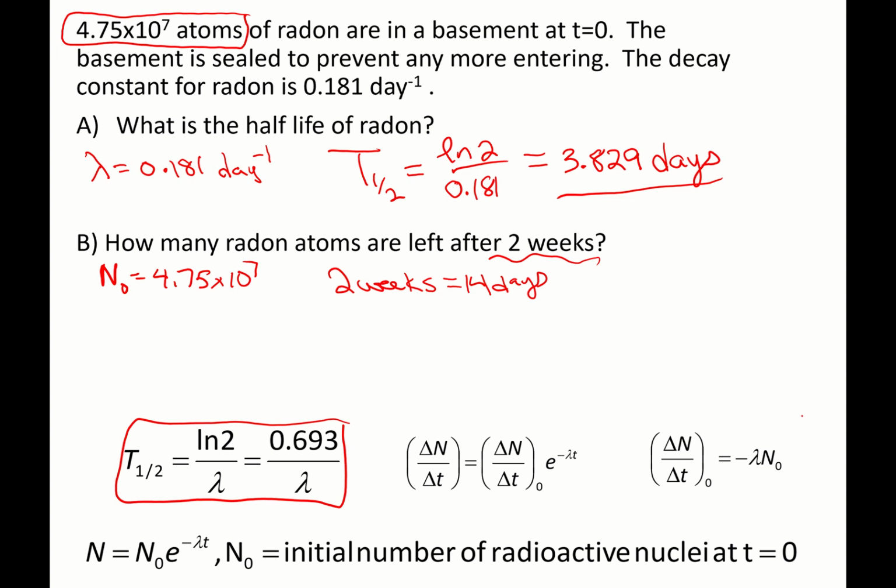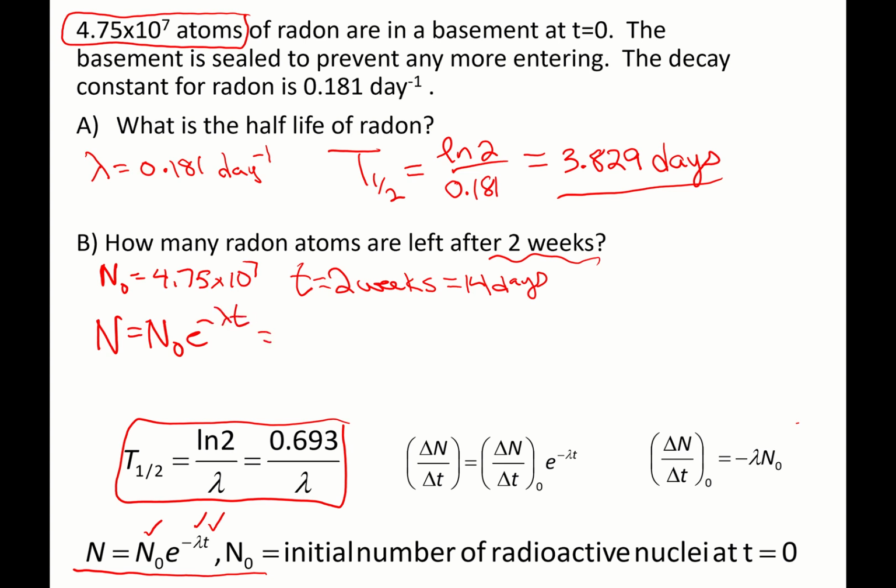So we want to calculate how many are left. And so we want to calculate using the equation at the bottom. N equals N0 e to the minus lambda t. I've got N0, I've got lambda, and I've got t. So my t is 2 weeks, which is 14 days. I'm going to leave it in days because my lambda is in days.